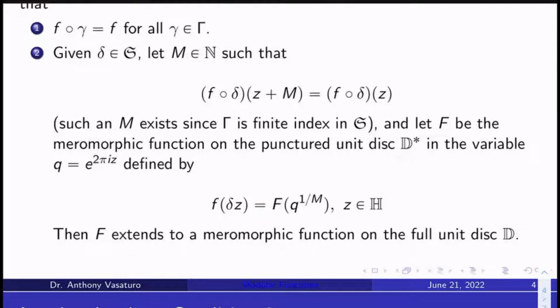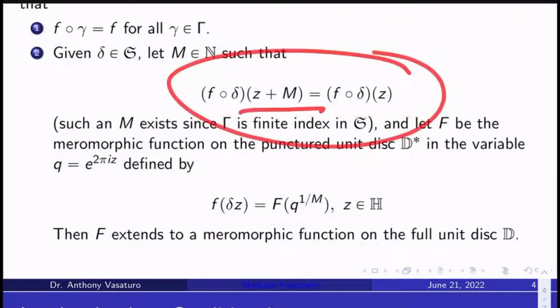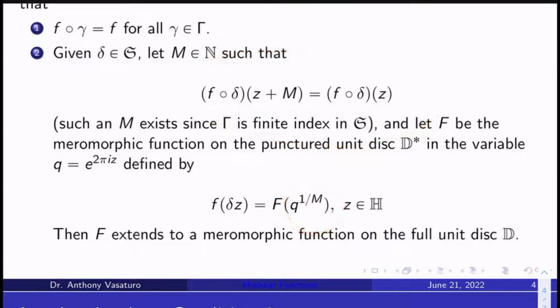So what's going on here is you can map the upper half plane to the unit disk by the exponential map, and we want this additive periodicity with period M to translate to a kind of multiplicative periodicity with period M. Okay. In fact, you can very easily check that these two things are compatible with each other: this additive periodicity in M up here, and this q to the 1 over M power down here. I'll leave that as an exercise.